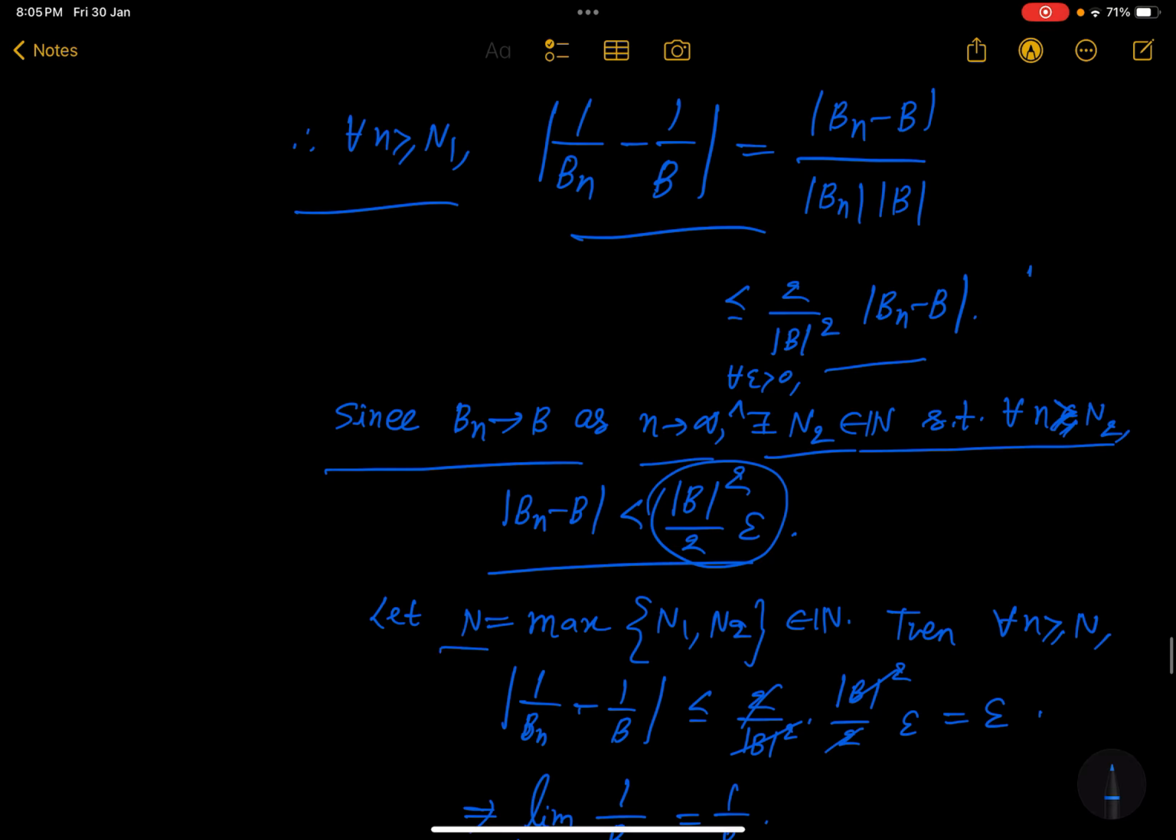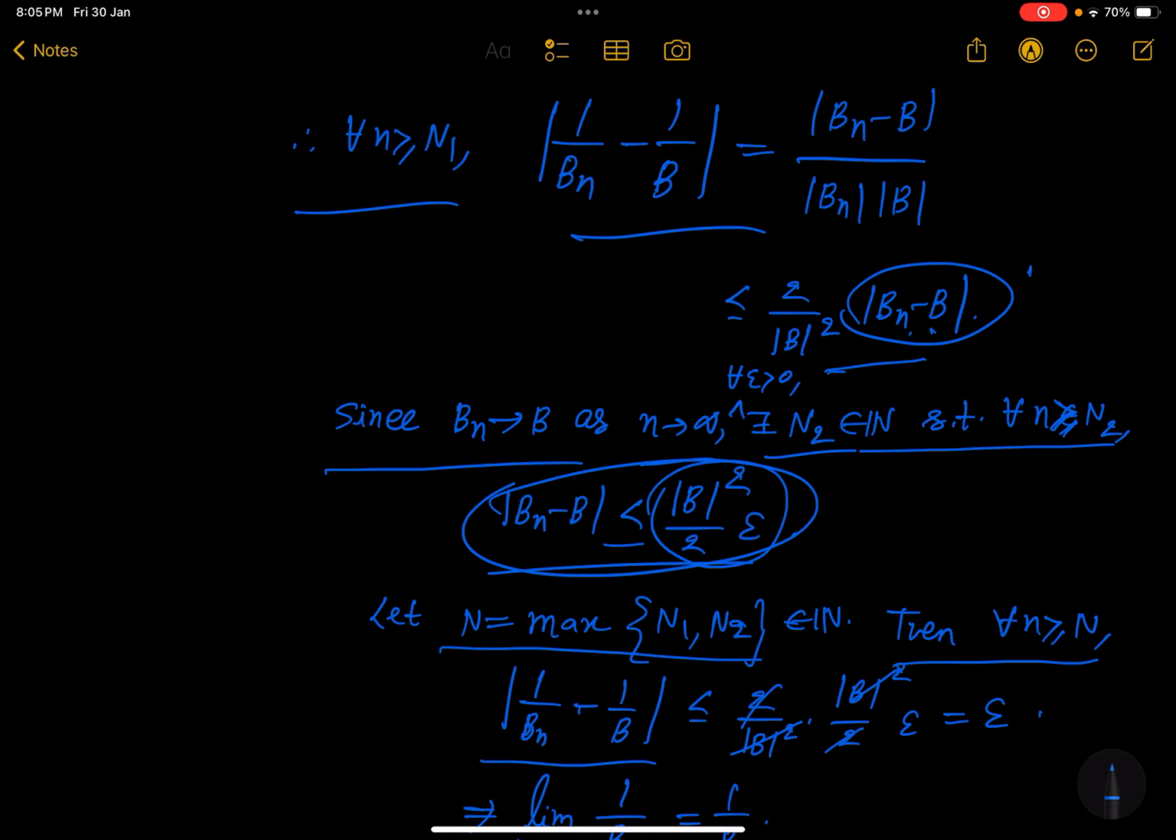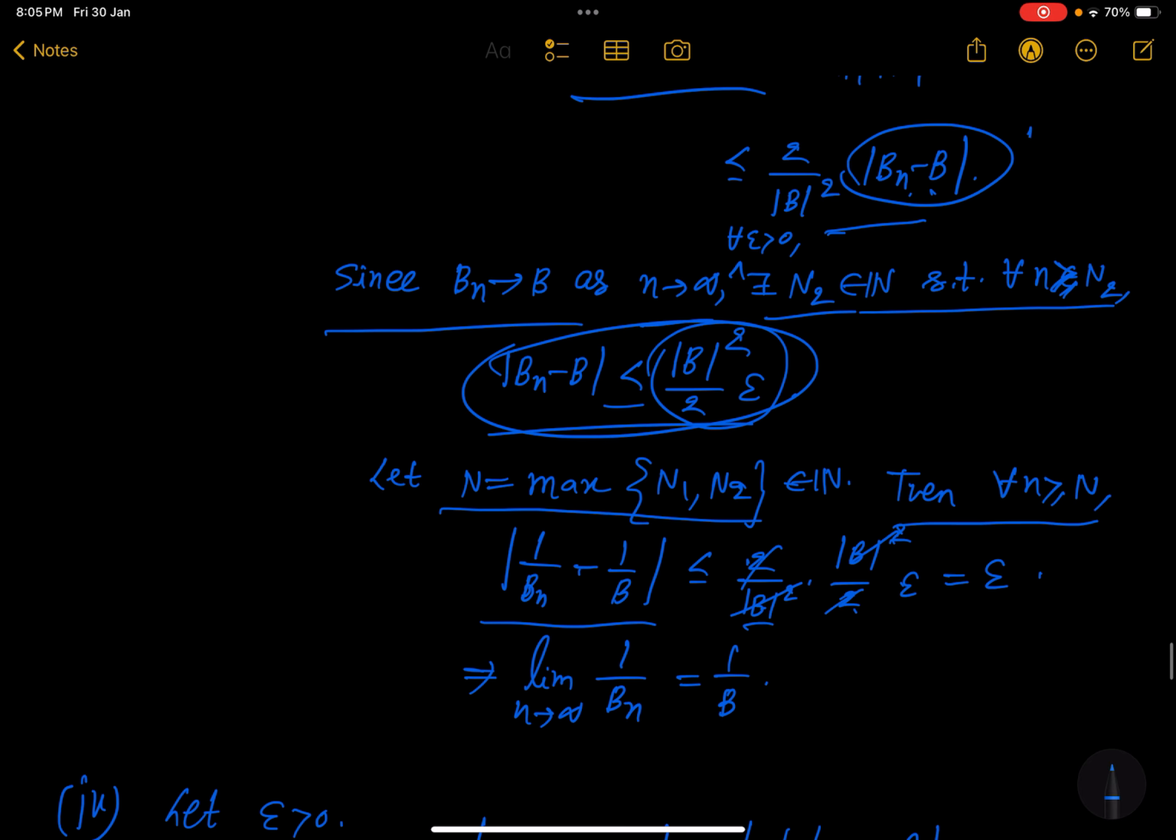Now take capital N equal to the maximum of this, which is a natural number. Then for every n bigger than or equal to this capital N, this is less than or equal to this, and we use this inequality here, so we'll get 2 by mod b square times mod of b square by 2 times epsilon. So this and this cancel, we'll get epsilon. So that gives, by the definition of a limit, that the limit of this is 1 by b.